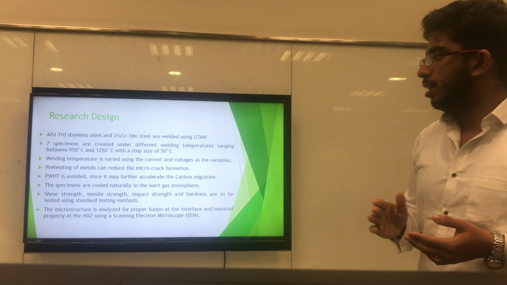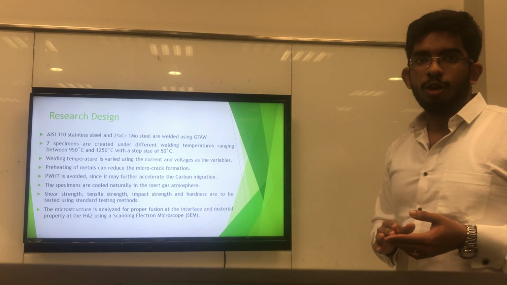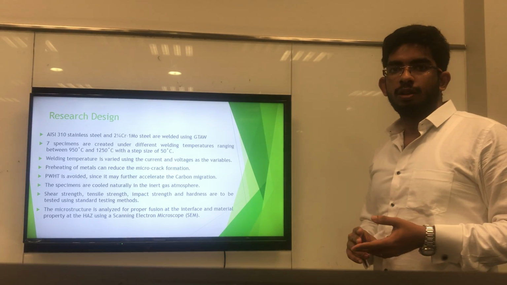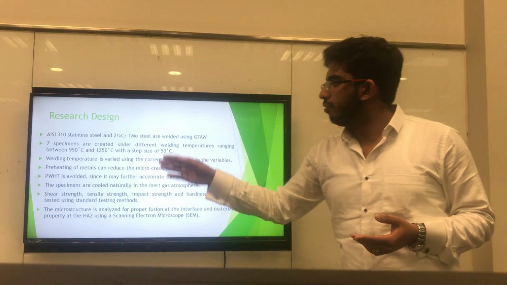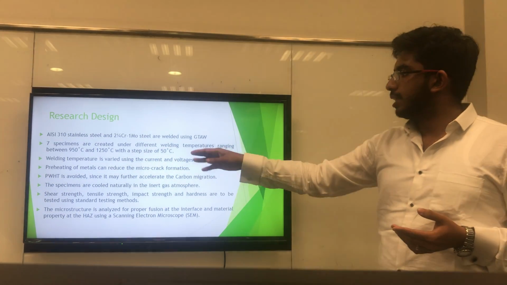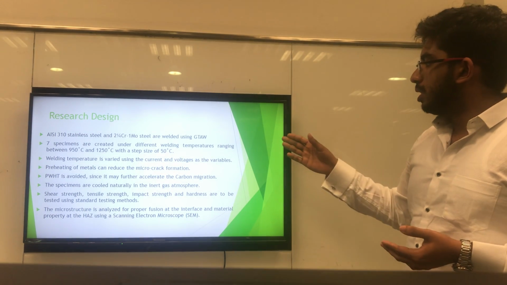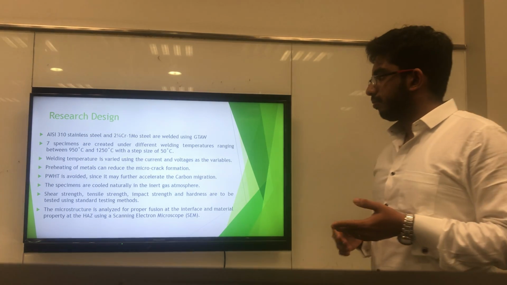For finding this, I used gas tungsten arc welding to weld these two metals, and I created 7 specimens and welded them under 7 different temperatures, from 950 degrees to 1250 degrees with a step size of 50 degrees. The weld temperature can be varied with the use of current as well as voltage.